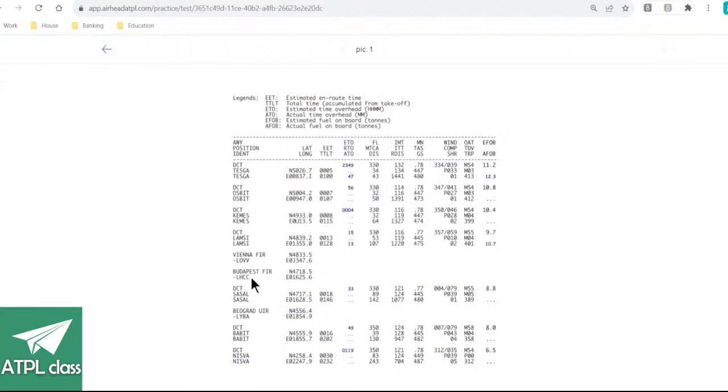Overhead Sasal, which is there, so we want to know that. And we could work out a fuel burn in terms of distances. So Tesga, 43, it's 50 more to Osbit, then 64, or we just do times. Well, they've given us the times, so that makes more sense. So you arrived at 47. ATO, actual time overhead.